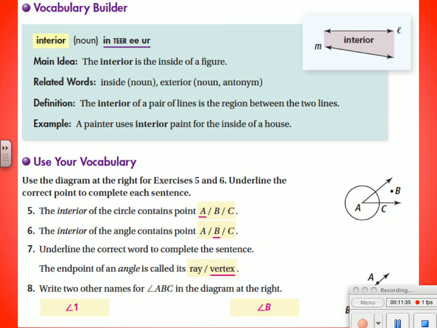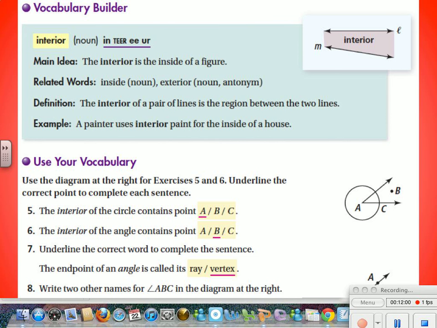Our vocabulary is the interior is the inside of a figure. So interior is our word, and we're talking about that in this lesson because we talked about alternate interior angles and consecutive interior angles. So the interior of the circle contains point A in our drawing to the right. The interior of the angle contains point B.